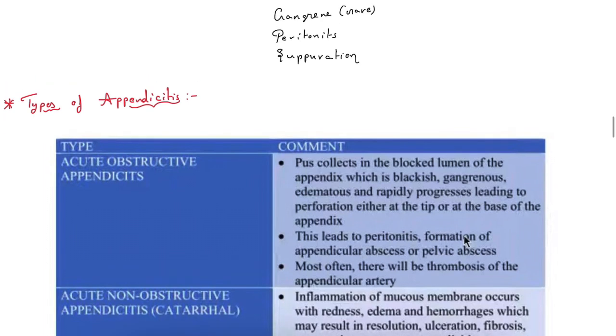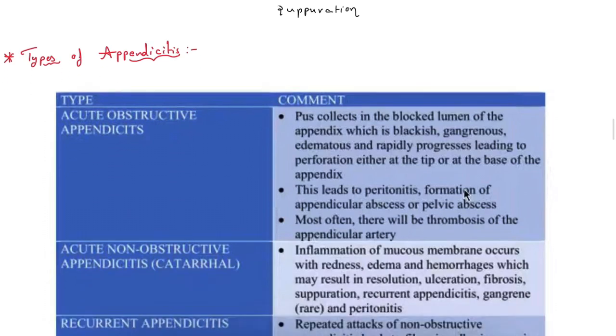So here we can see some types of appendicitis. We already discussed obstructive, non-obstructive, recurrent and subacute appendicitis. First of all, acute obstructive appendicitis. In acute obstructive appendicitis, the pus collects inside the blocked lumen of the appendix, which is blackish or gangrenous, edematous, and rapidly progresses leading to perforation either at the tip or at the base of the appendix. This leads to peritonitis and formation of appendicular abscess or pelvic abscess.